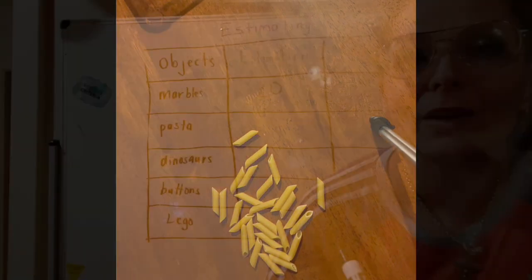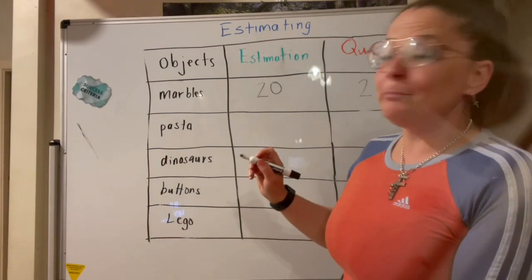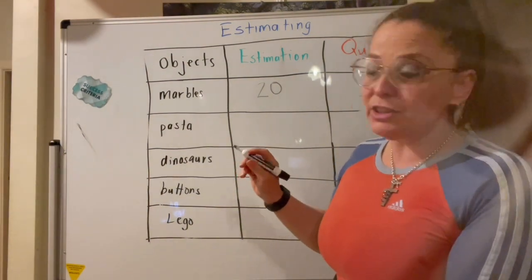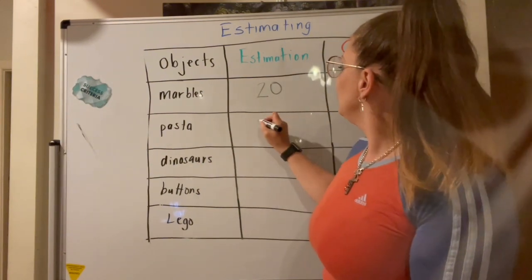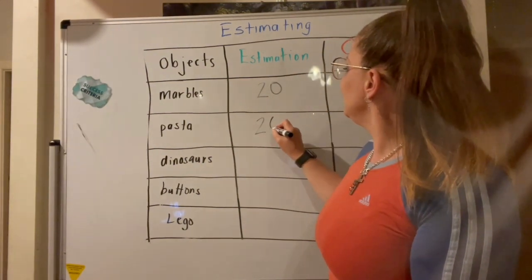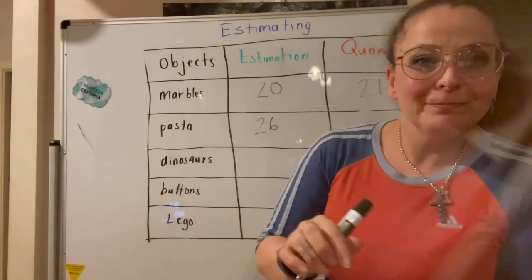Now let's move on to pasta. I'm going to estimate how many there are just by looking at it. I would say there is about 26 pieces of pasta there. I estimate that there are 26 pieces of pasta in my collection there, so I'm going to write estimation pasta 26, the number 26 in my estimation column. Let's count. Let's check.